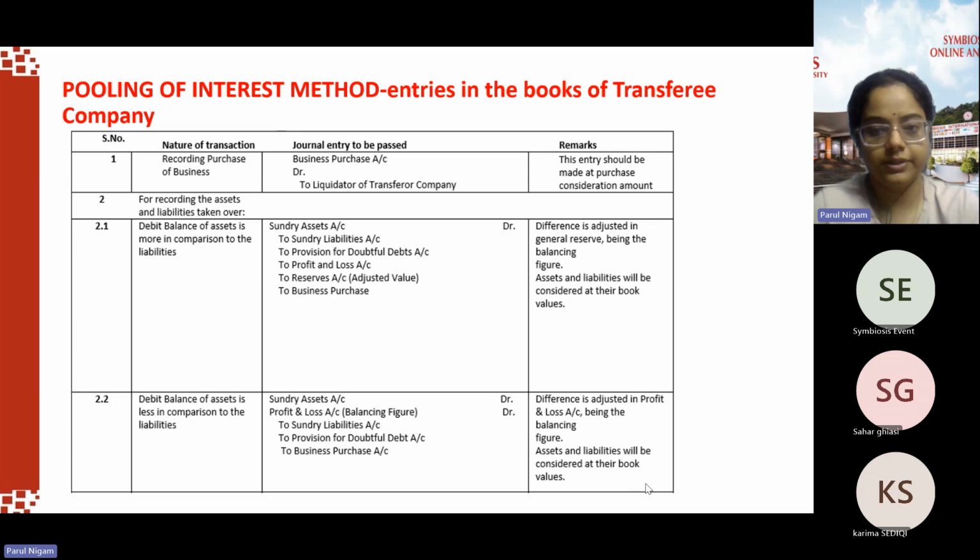When you're revising all of this, please also go through these remarks. I've written the explanation. Remark 2.1 says that the difference is adjusted in general reserve, being the balancing figure, and assets and liabilities will be considered at their book value. Then the difference is adjusted in profit and loss account, being the balancing figure, and assets and liabilities will be considered at their book value.